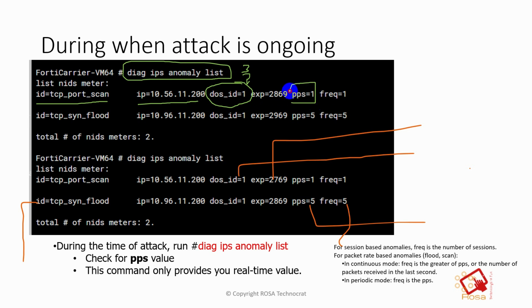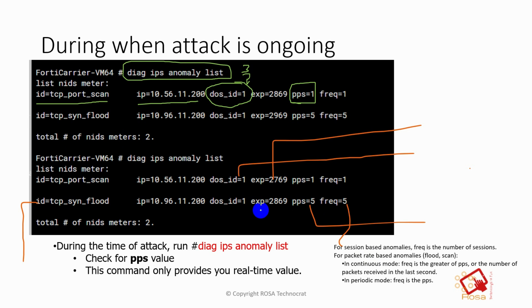PPS is the current packet per second rate for that particular traffic. Whenever you run this command, this is the current situation. So if you want to see the current PPS for any traffic that is matching your DOS policies, then you can use diag IPS anomaly list.